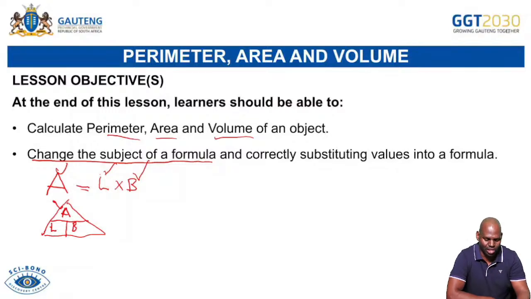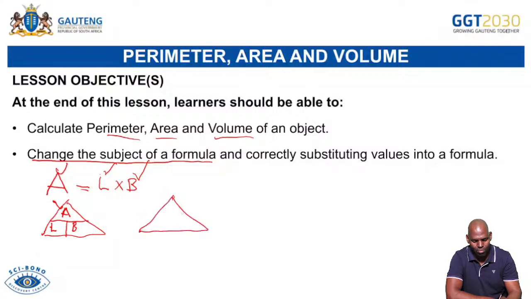But what if I'm given the area, I'm given the length, and they ask me to calculate the breadth? What I do is take the area and divide it by the length. What if you are given the area and the breadth, and then they ask you to calculate the length? Then it must be the area divided by the breadth. The same thing applies with any other formula.